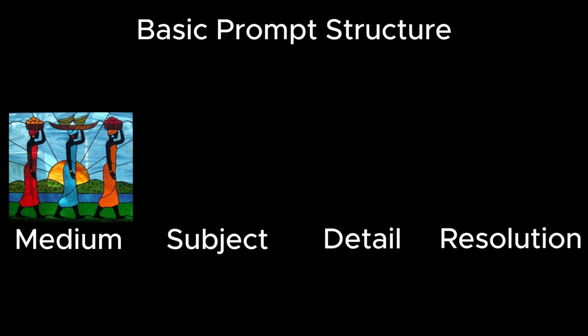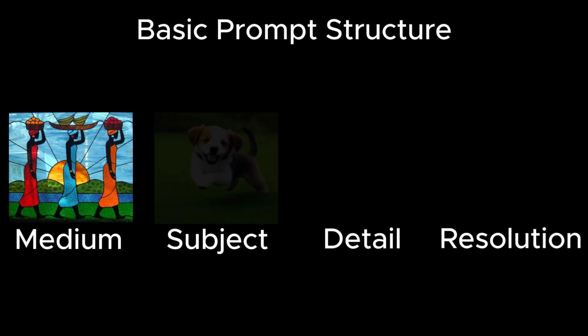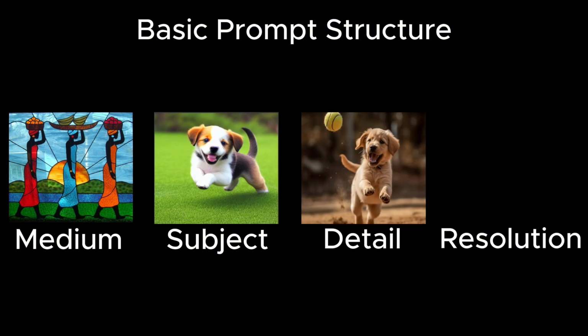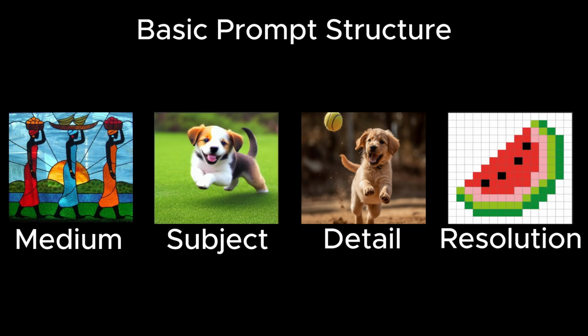The basic structure consists of 4 essential modifiers: medium, subject, detail, and resolution. Each modifier plays a crucial role in crafting a complete prompt. Medium describes the style or medium of the image, such as glass painting or oil painting. Subject, the primary focus of the image, like a dog running on a grass. Detail, add specific details, such as golden-haired puppy or playing with a ball. Resolution determines the size and quality of the image.